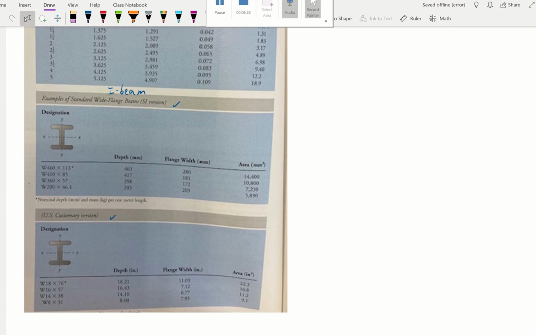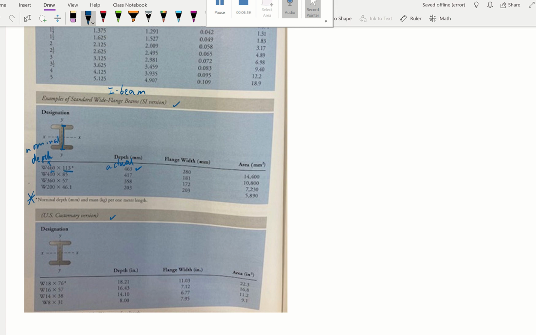Okay, for SI units, look at this notation here. It's quite helpful. That notation says the nominal depth, that means there are two numbers here. The first number, 460, means the depth, and that's the nominal depth, okay? So the nominal depth is basically from here to here, but 460, that's the nominal. The actual size is 463. So this is nominal.